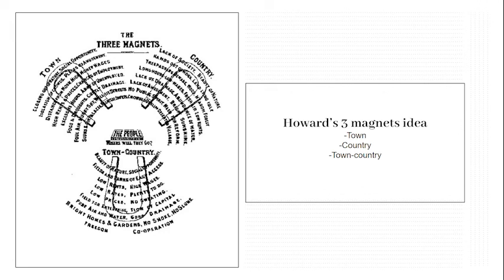The third magnet is the town-country, called the Garden City, which combines all the advantages of the city and the village while eliminating their disadvantages. Garden City is an organized independent structure, several dozen kilometers away from the large city, but conveniently connected with it.